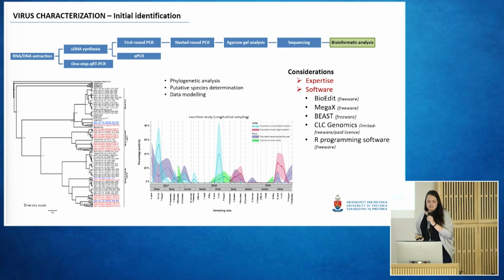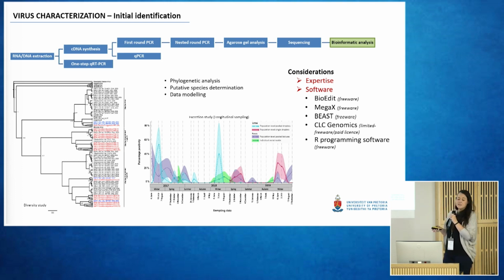So for bioinformatic analysis, as I mentioned earlier, your cross-sectional studies will be able to give you some information on the diversity of viruses. With studies like that, you will be able to perform phylogenetic analysis, see the relation of your virus to other viruses that have previously been reported, and even look at putative species determination. Is the thing that you detected novel? Is it similar to other things? And things like that.